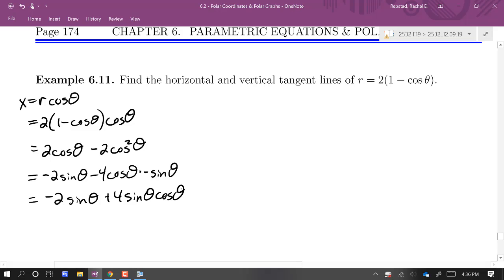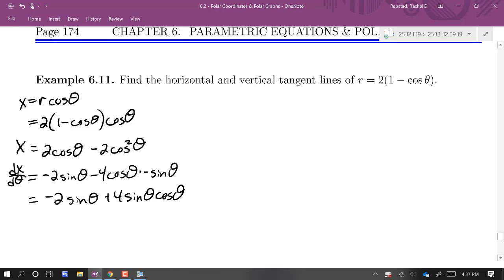So this is dx d theta. Hold on. This is x. This is dx d theta. I just committed a cardinal sin. I don't want to state that two things are equal when they're not. And we're going to figure out where that's 0.